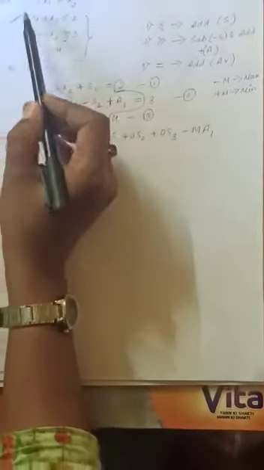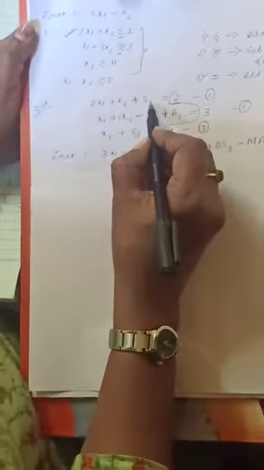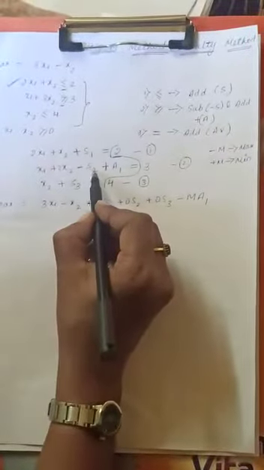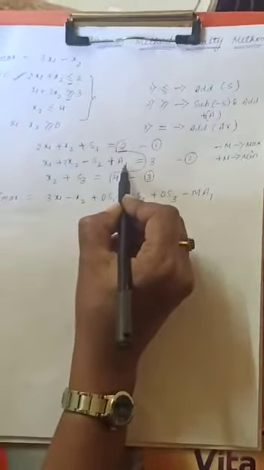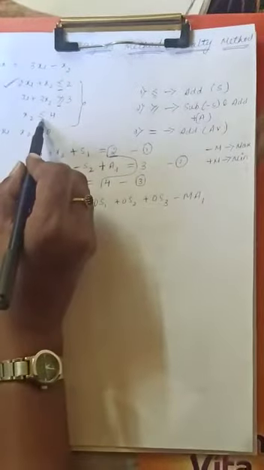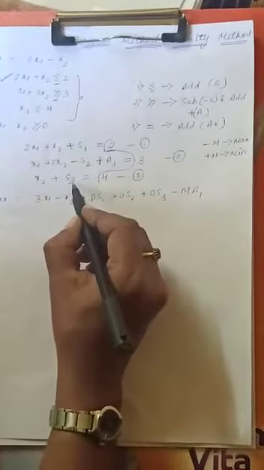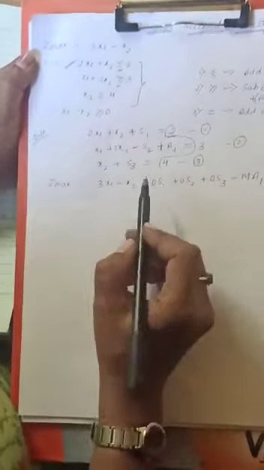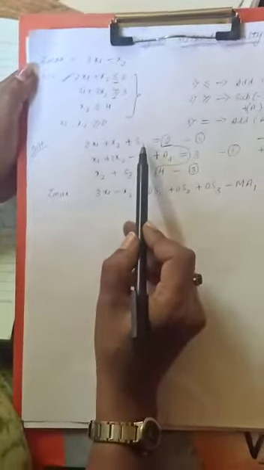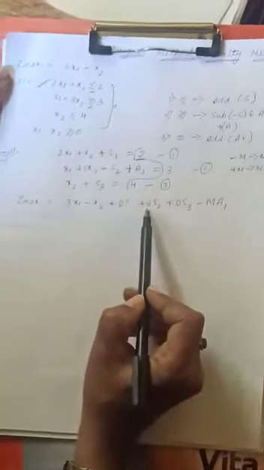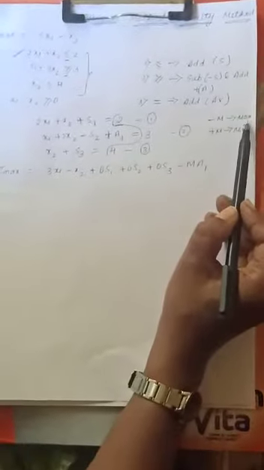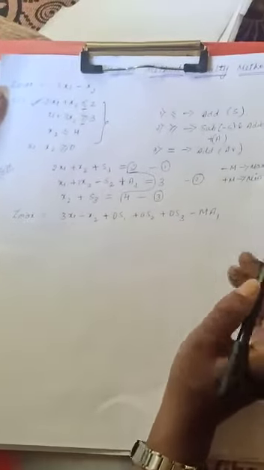Let me take the first constraint. As the first constraint is of type less than or equal to, I add the slack variable. The second constraint is of type greater than or equal to, so I subtract the slack variable and add artificial variable. And the third constraint is of type less than or equal to, so I add the slack variable. And I reform my objective function. So the coefficients of S1, S2, S3 we keep as 0, and the coefficient of the artificial variable is minus M for maximization and plus M for minimization.